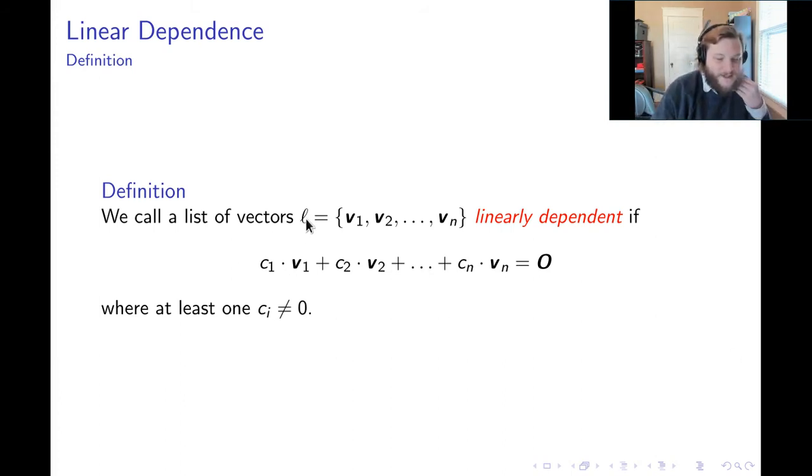So what does this mean? We call a list of vectors, so I'm calling this list of vectors L, and the list of vectors is labeled v1, v2, up to vn, linearly dependent if it is possible to find a linear combination of that list of vectors that equals 0, where at least one of the scalars used in the linear combination is not equal to 0. So if you can produce the 0 vector with a linear combination where at least one of the scalars you use is not 0, automatically you know that the list of vectors you're dealing with is called linearly dependent.